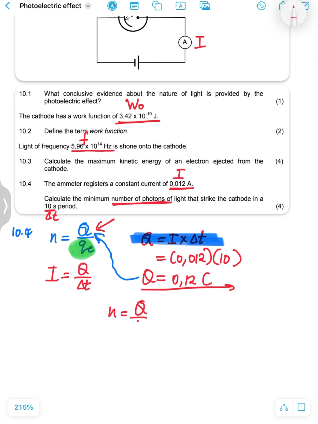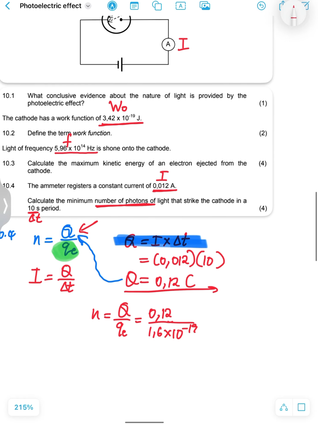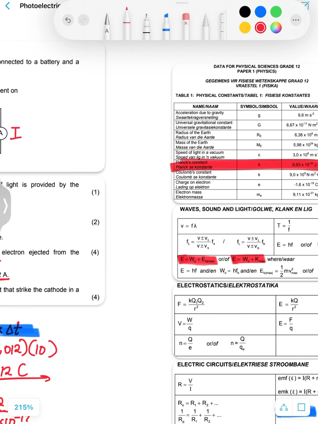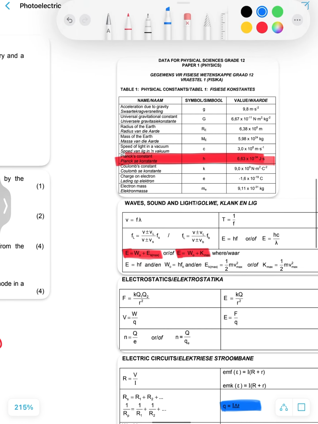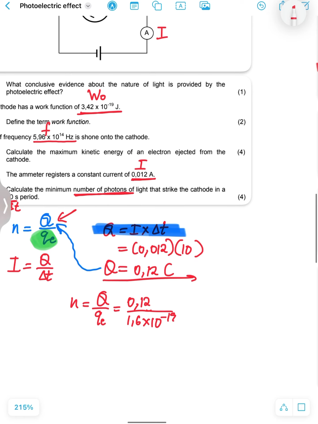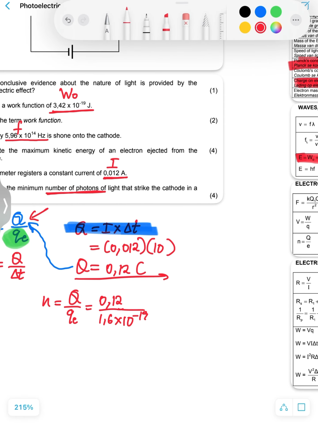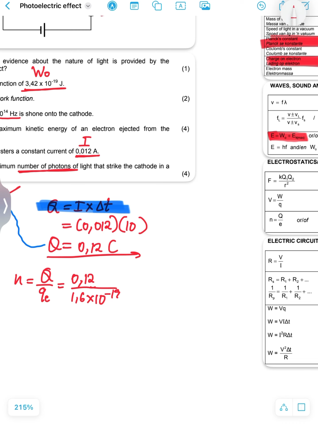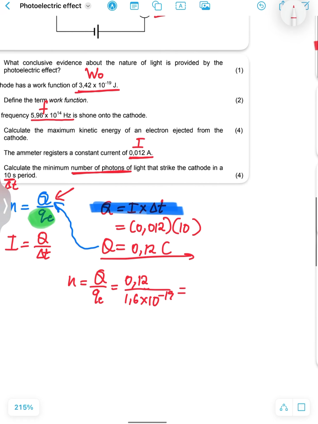Charge over charge of an electron. The charge we got as 0.12, and the charge of an electron is a constant, which is 1.6 times 10 to the power of negative 19. You also have it in your table of constants. You don't put the negative, you just put the number, not the sign. So 0.12 divided by 1.6 times 10 to the power of negative 19.